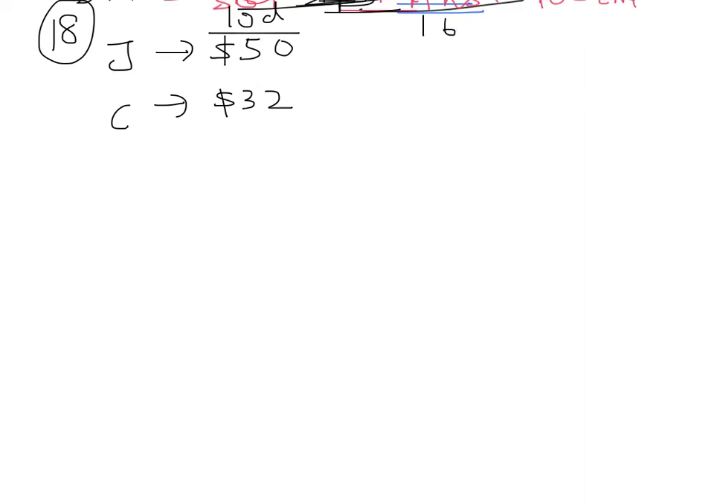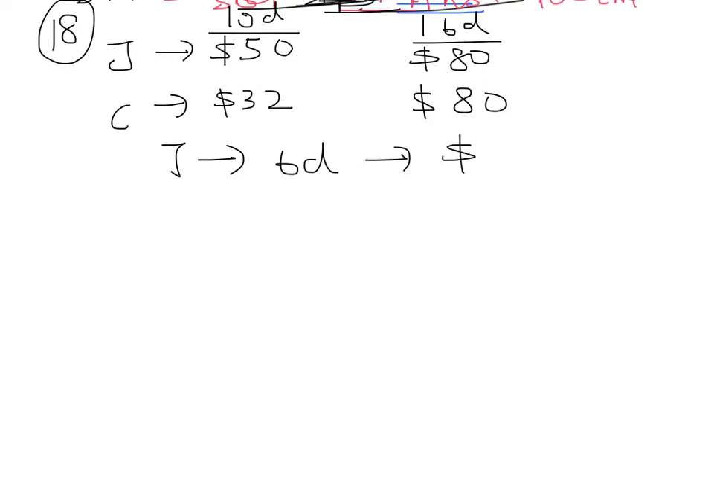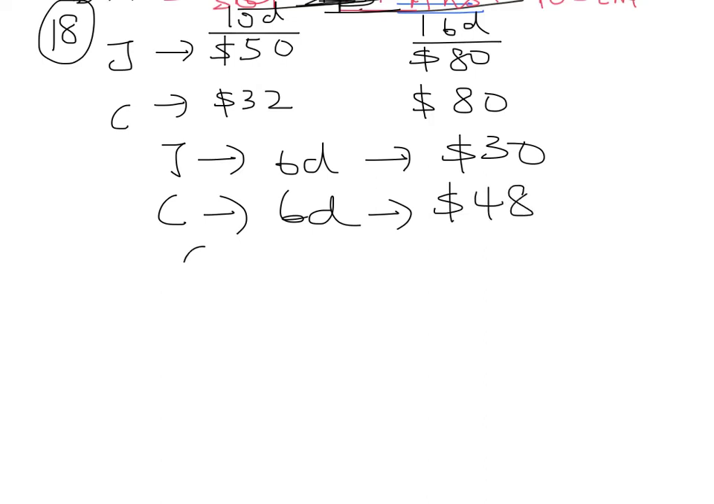On the 16th day, Janet saving $5 a day would have saved $80, and Cindy would have caught up with her and saved $80 as well. So for Janet, in 6 days at $5 a day, she can save $30, while for Cindy, in 6 days, 80 minus 32, she managed to save $48. So for Cindy, in 1 day, she saved $8.